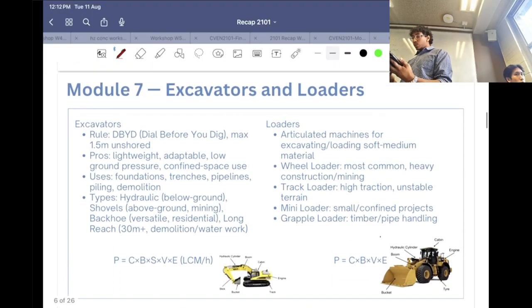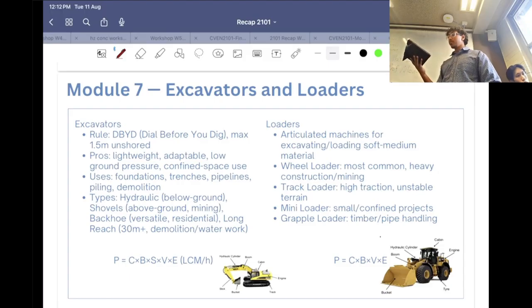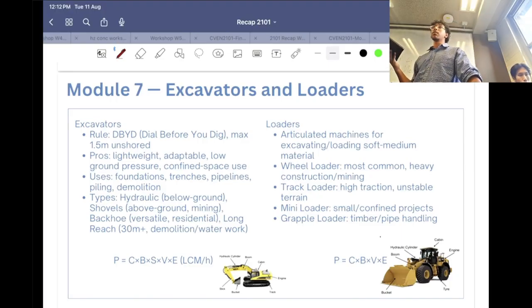So we got excavators, we got loaders for module 7. So yeah, feel free to have a read of this, but essentially with excavators, they're lightweight, adaptable, low ground pressure, and can be used in confined spaces. They're used mainly for foundations, trenches, pipelines, piling, and demolition. Now, there are a bunch of types of excavators, and I do recommend keeping these in mind as the multiple choice questions will be asking on different types of these vehicles. And then the productivity equation is given in the bottom.